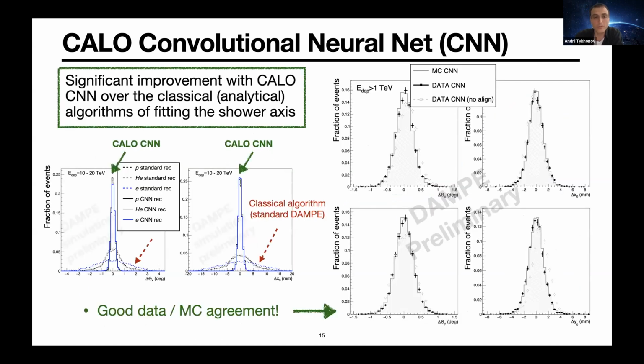Now, going to the performance, here on the left plots, you see how the CNN algorithm compares with the standard shower axis prediction. This is for 10 to 20 TeV deposited energies in the calorimeter. By eye, you can see that the performance is much better with the convolutional neural net. Also, on the right-hand side plots, you see comparisons with the data.